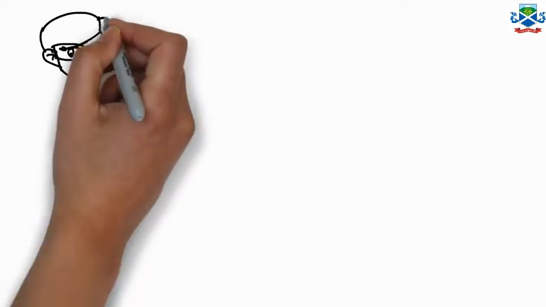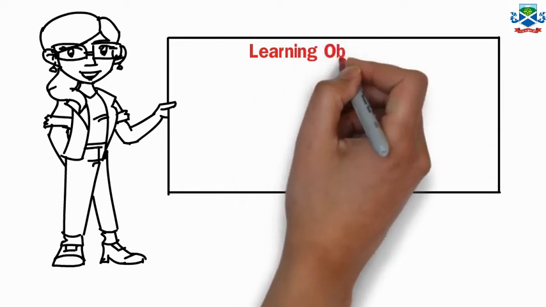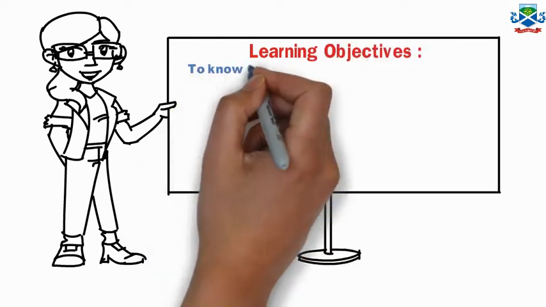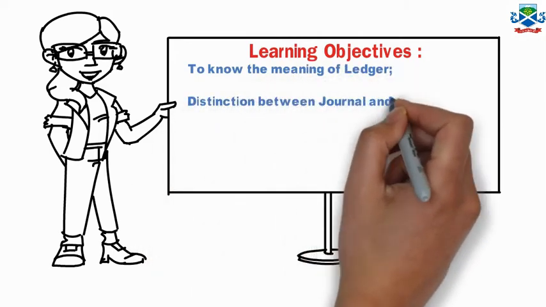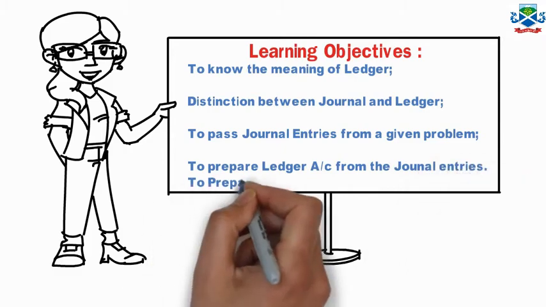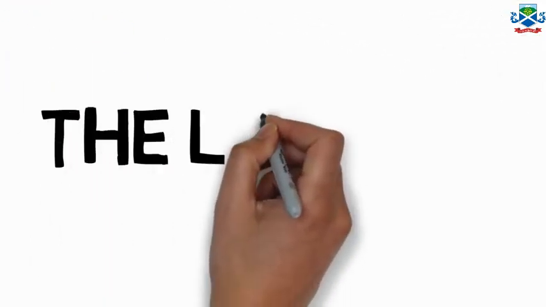So the learning objective is that after going through this lesson you will be able to know the meaning of the ledger, distinction between journal and ledger, pass journal entry from the given problem, prepare ledger account from the journal entry, and prepare trial balances from the ledger balances.